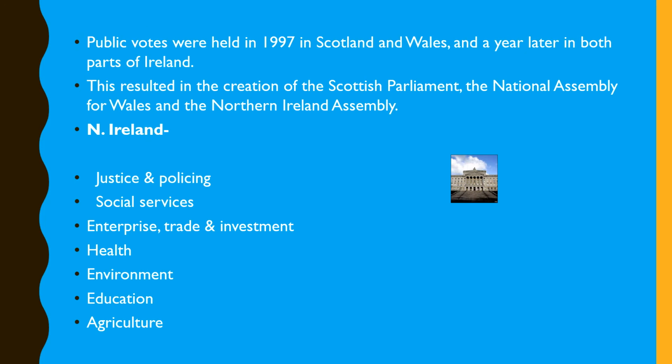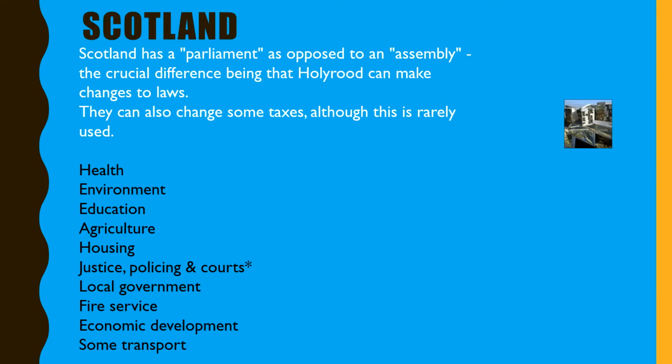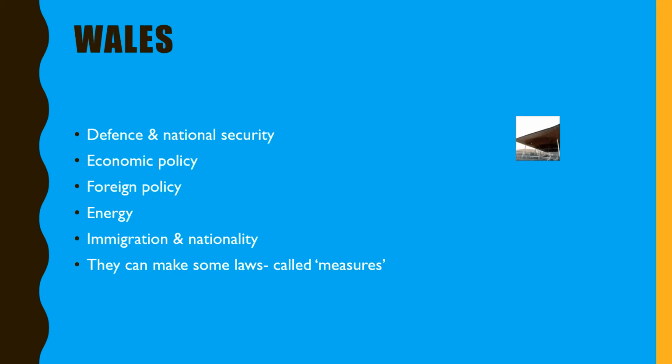Public votes were held to decide what should happen with this devolution. And because of that, we got these parliaments and assemblies. In Northern Ireland, there are some of the things that they're responsible for. In Scotland, they've got their own parliament, like I said earlier, and that means they can change laws and taxes. That's rarely used. However, in Scotland, they have a few things free that us in England don't, and we'll talk about that in a bit. And for Wales, that's what their assembly can be in charge of.